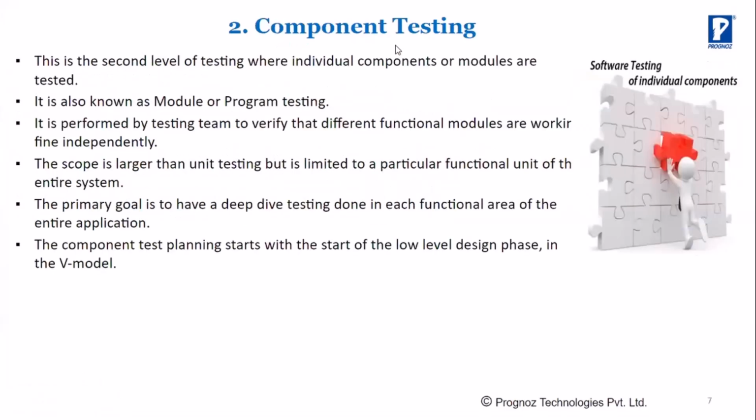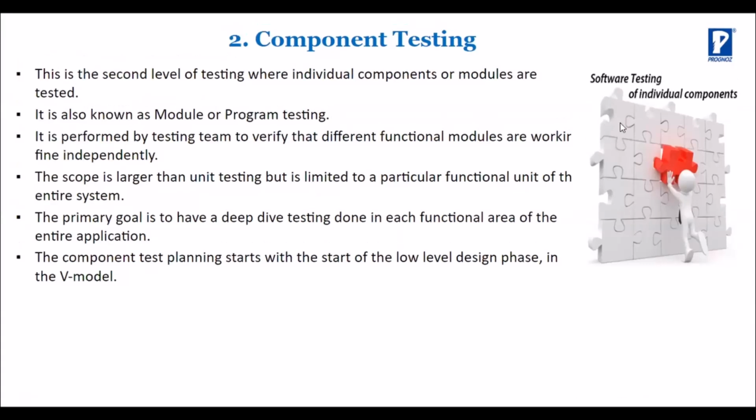So here you can see component testing. These are the units, what you have seen in the first diagram. These small units integrate together and generate one component or module. This is the second level. In the diagram, once unit testing is done, you can go with the component testing. Small units combined together generate a module or component, and you can test that. This is the second level of testing, where individual components or modules are tested.